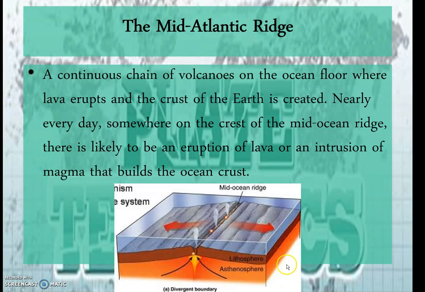So here in this picture you can see what we just talked about, the lithosphere, the outermost layer, and the asthenosphere right below it. The Mid-Atlantic Ridge is a continuous chain of volcanoes on the ocean floor where lava erupts and brand new crust, brand new lithosphere, is created. Nearly every day, somewhere on this mid-ocean ridge, there is likely to be an eruption of lava or an intrusion of magma that builds the ocean crust. As you can see in this picture, this mid-ocean ridge, which runs down the middle of the Atlantic Ocean, the plates are moving apart in separate directions. The asthenosphere, that hot plasticky layer, comes up, hits the cold ocean water, fills the crack, and cools.